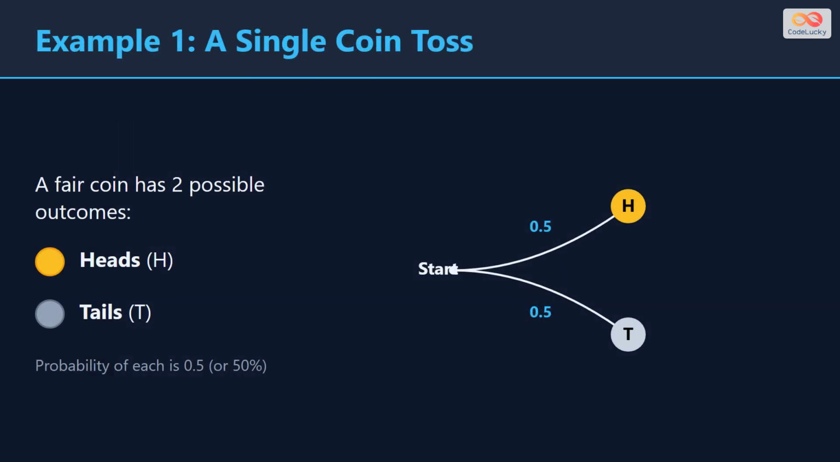Let's start with the simplest example, flipping a single coin. We start at our root. When we flip the coin, there are only two possibilities, heads or tails. So, we draw two branches. Since a fair coin is equally likely to land on either side, we label both branches with a probability of 0.5 or 50%. This is the first level of our tree.